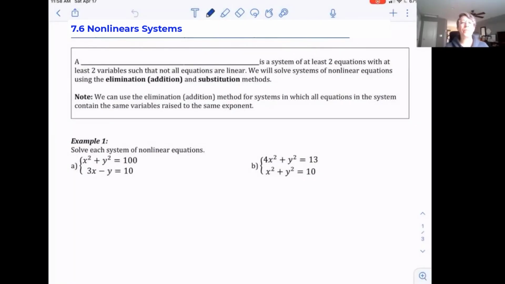Hi team, we're ready for systems of nonlinear equations. We're going to be dealing with just two variables. Remember, if we have two variables, then we need two equations or inequalities.